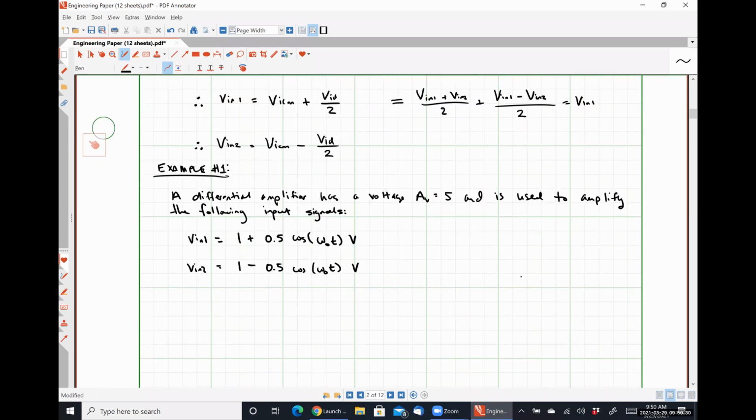So we could say the input differential mode signal, VID, again, is just going to be VN1 minus VN2. So what should I observe? One cosine omega naught t, right? Okay.